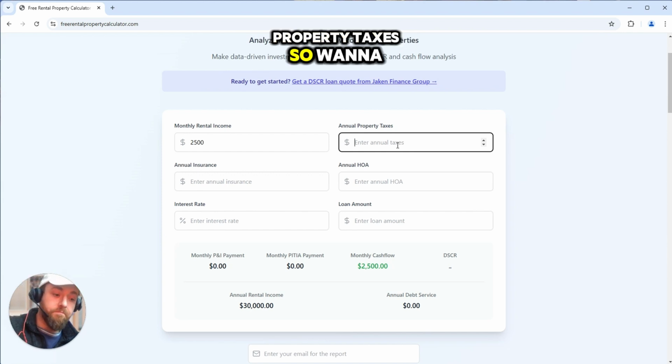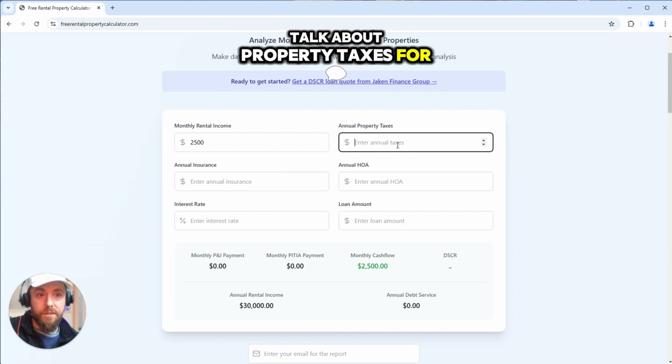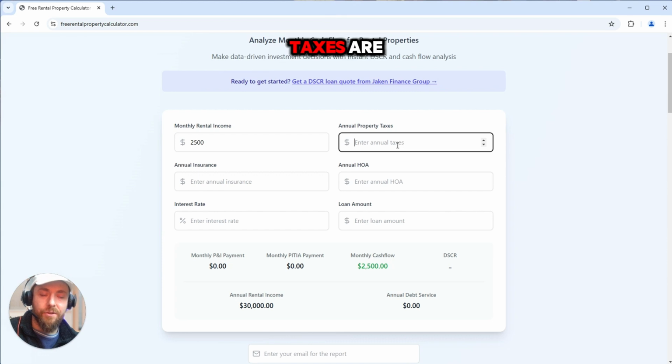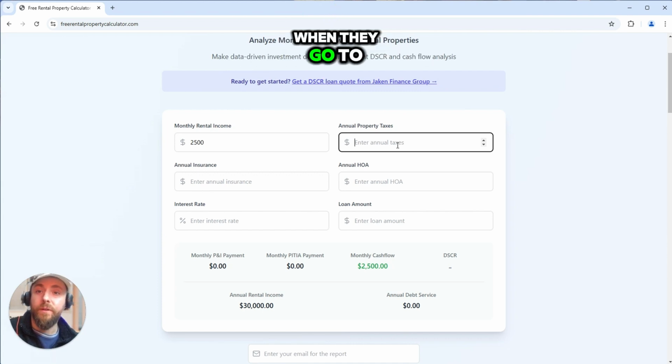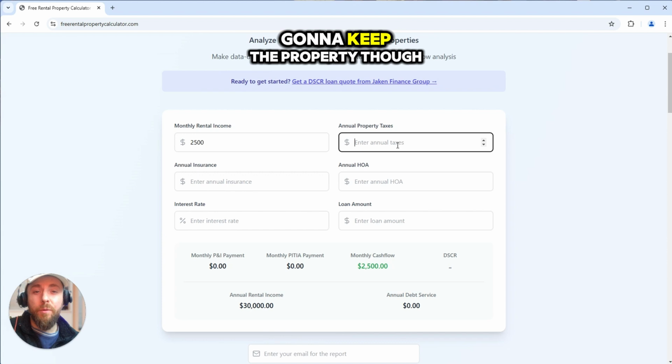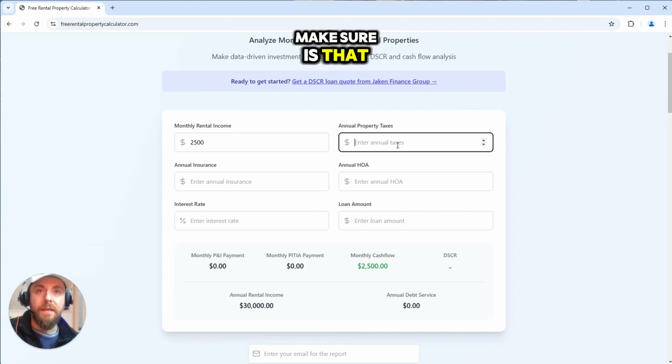Property taxes. So I'm going to talk about property taxes for a second. You should always know what your property taxes are. If you're doing a fix and hold, I'd say 99 out of 100 times the rehab investor pays their annual taxes when they go to refinance or sell the property. They don't make tax payments throughout. That's okay. So if you're going to keep the property, though, what you need to make sure is that the actual property tax number is legit.